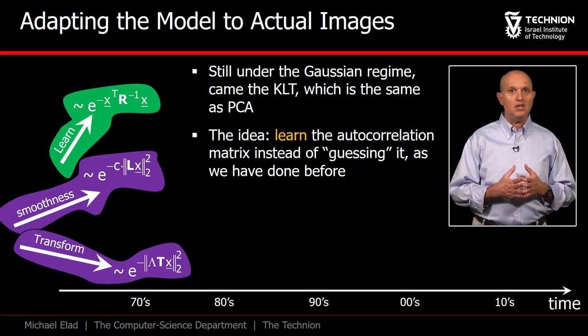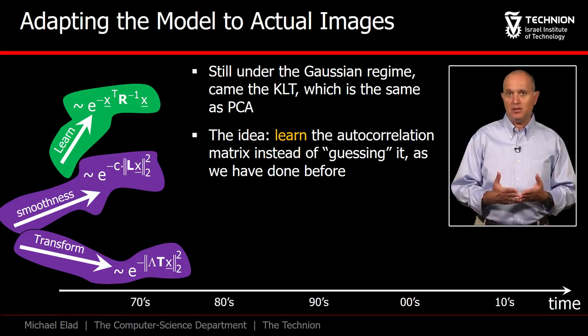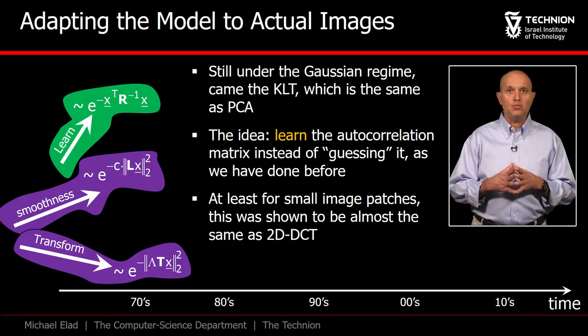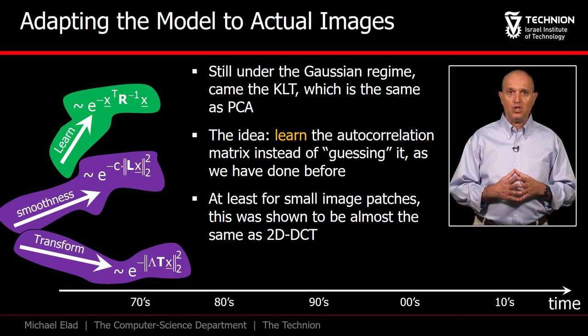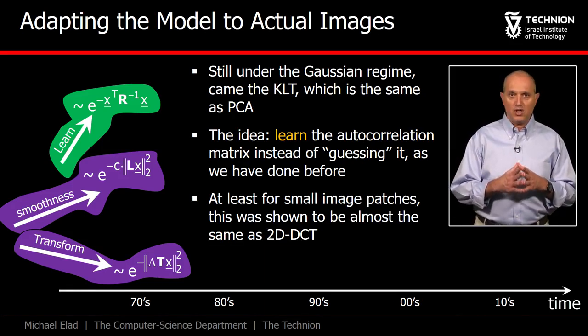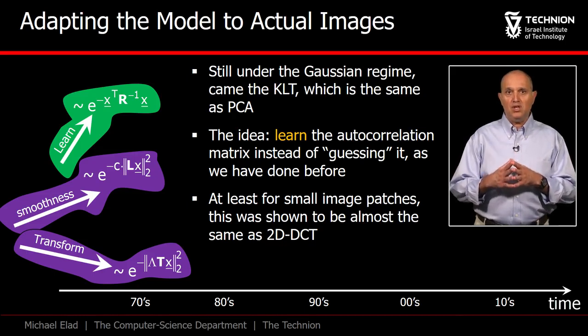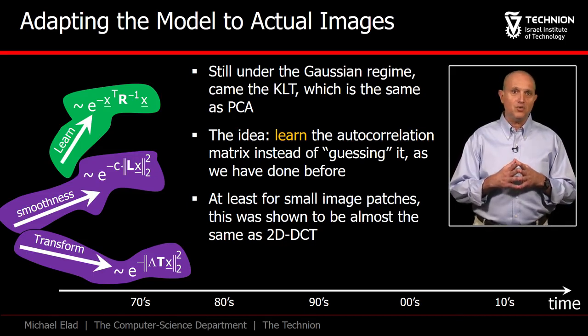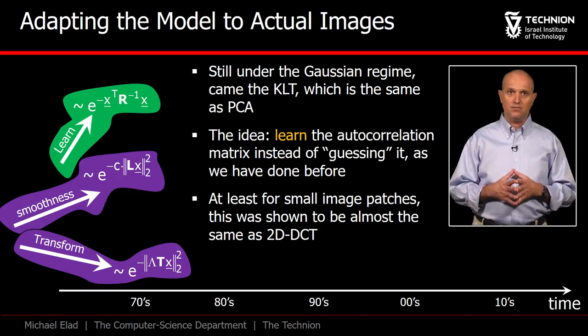The matrix R is learned from image examples, and thus this approach is expected to be better, right? Well, as it so happens, at least when it comes to small image patches, this approach aligns nearly perfectly with the transform case in which the 2D discrete cosine transform is used. So no, this is not really such a great idea after all.